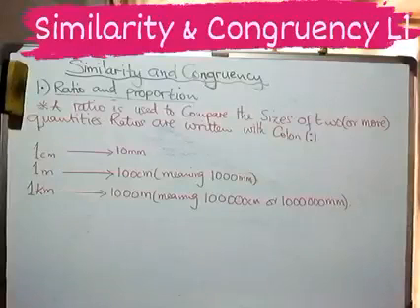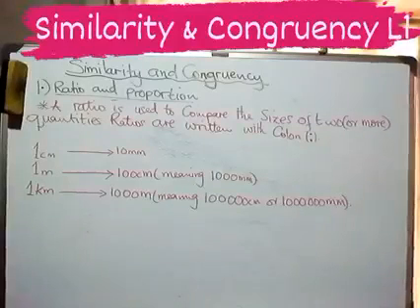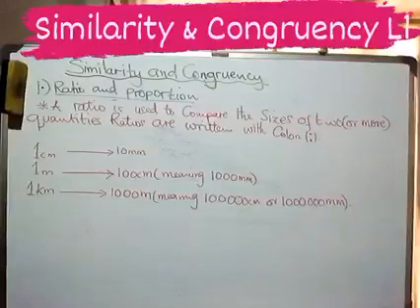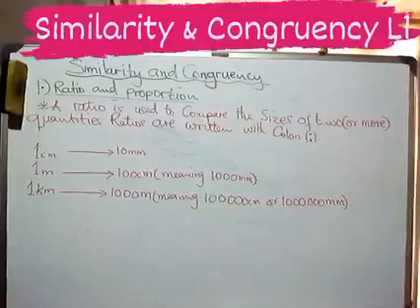We are told that a ratio is used to compare the sizes of two or more quantities. So ratios are written with a colon. When we talk of a colon, we have learned about it before, it is one of the punctuation marks in English. That one is known as a full colon. We have also got a semicolon. Ratios are written with a colon.